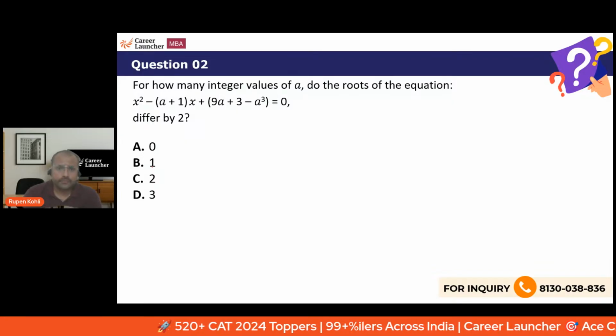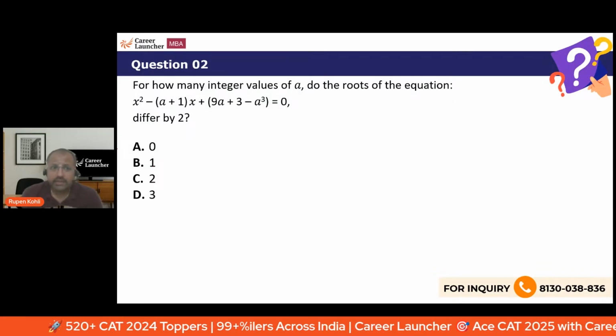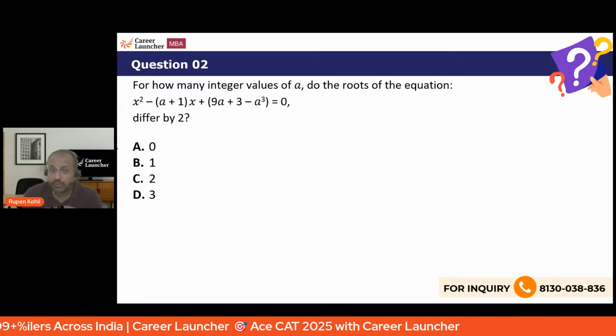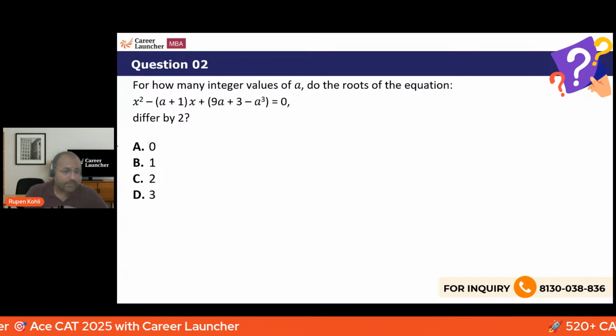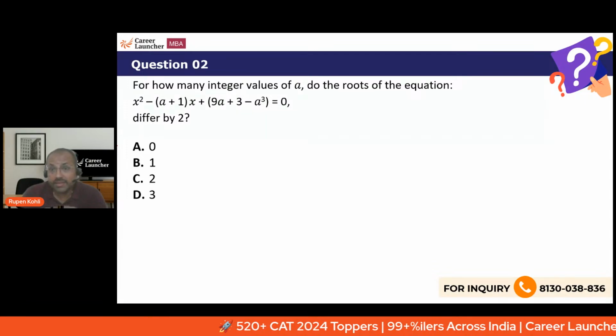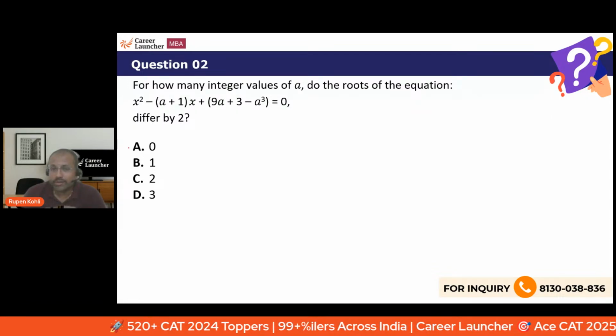So we have a quadratic in which the coefficients are all in variable form involving the parameter a, and some of the expressions are cubic in nature. You can see the constant term is like that. So something cubic is involved in a quadratic, right?